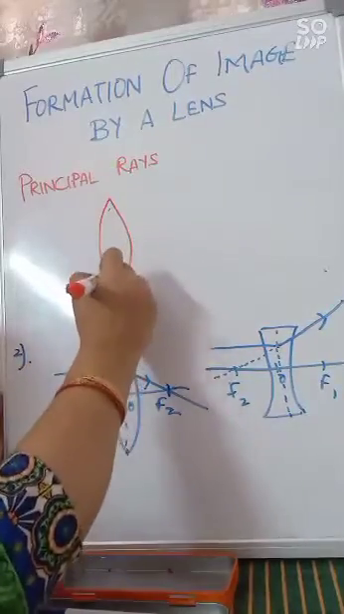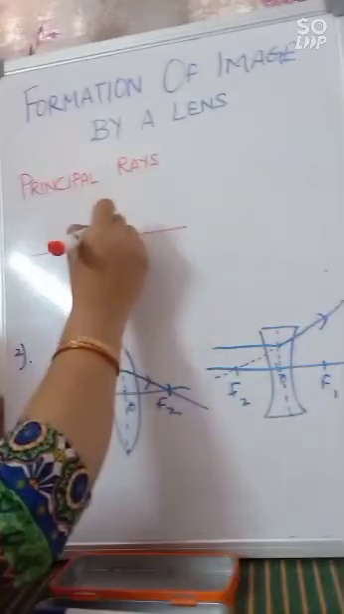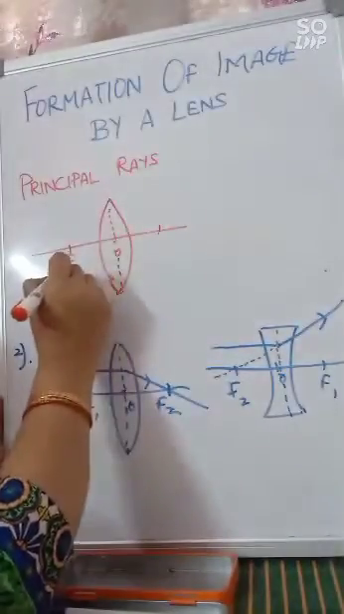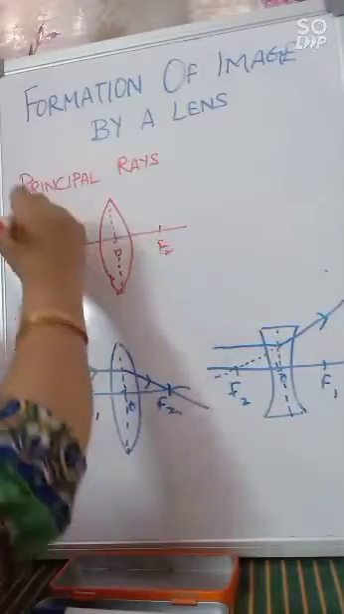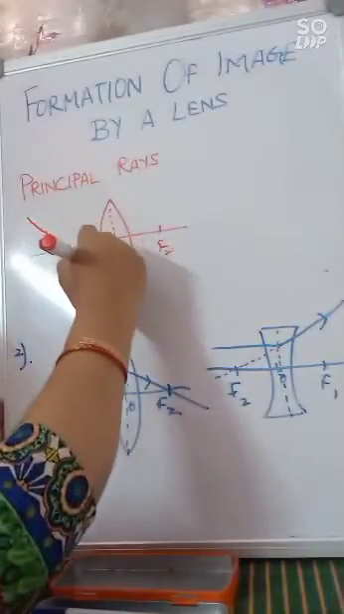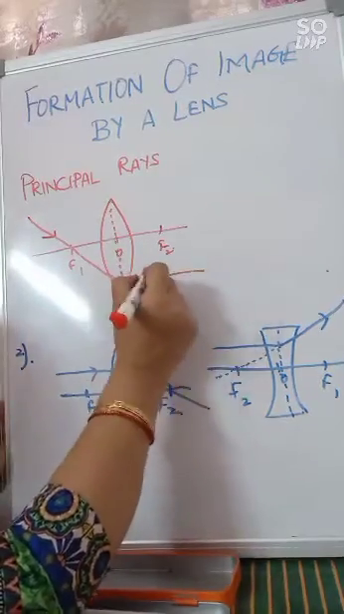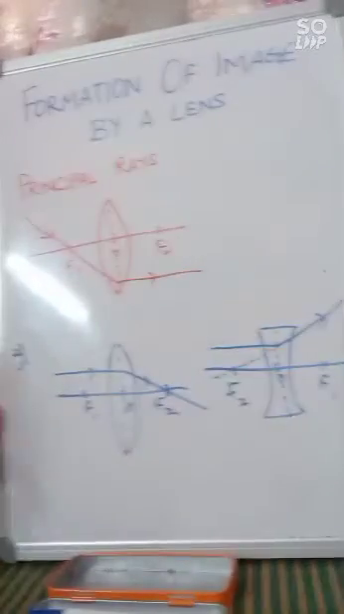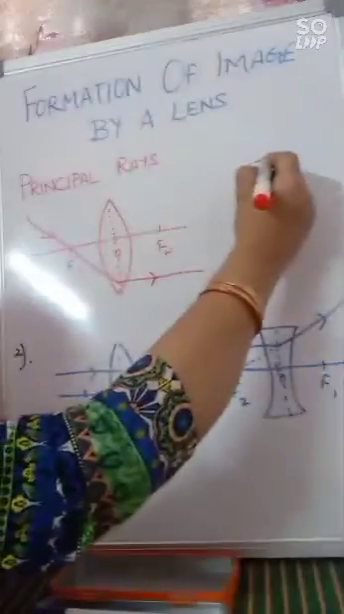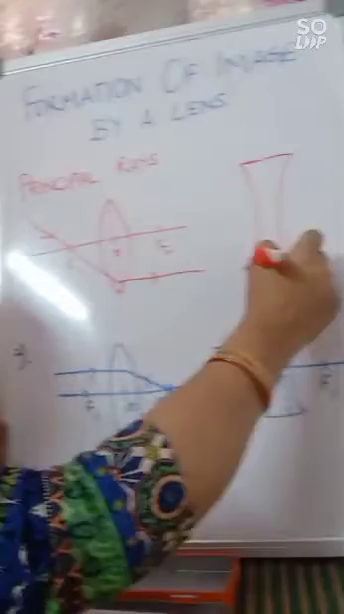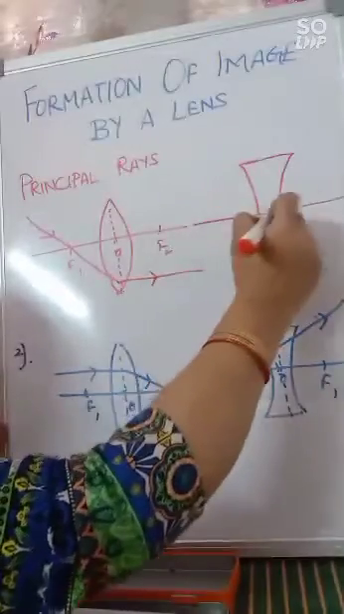A ray passing through first focus, after refraction, becomes parallel to principal axis. So this is F1, F2, and a ray passing through principal focus after refraction becomes parallel to principal axis. And what happens in concave? The same thing is going to happen, but let's see how the ray is going to behave.